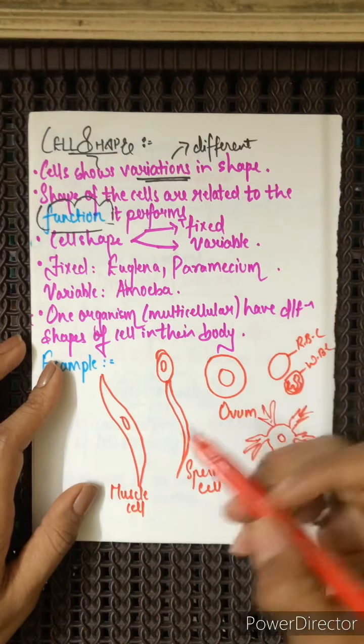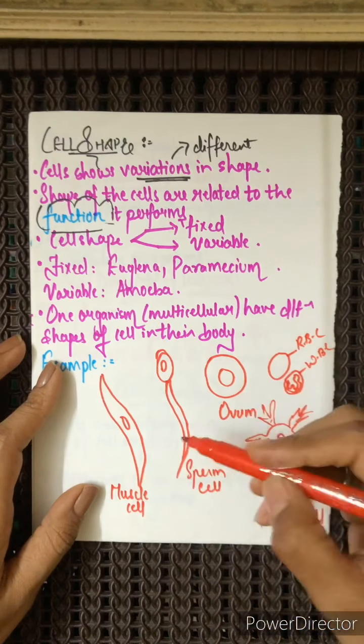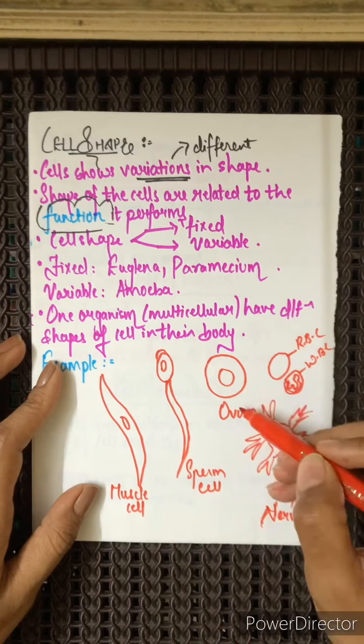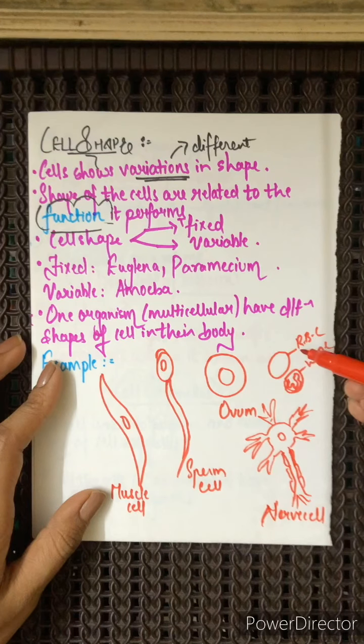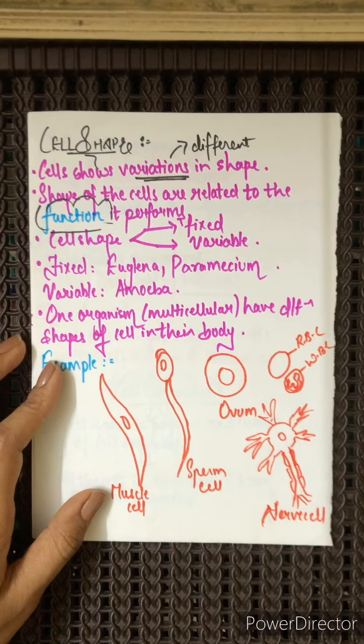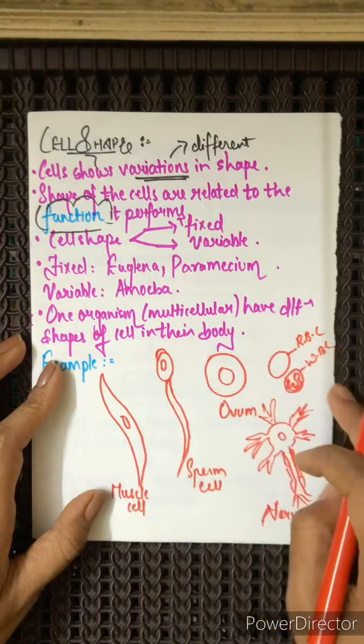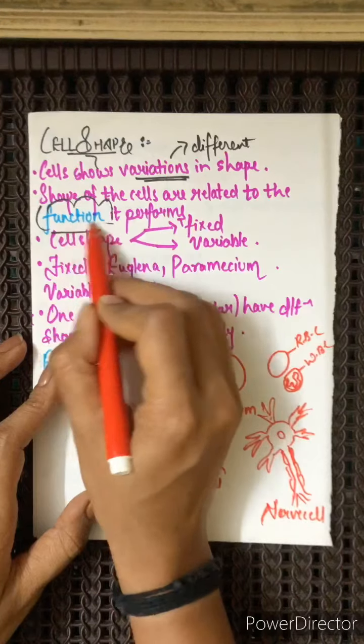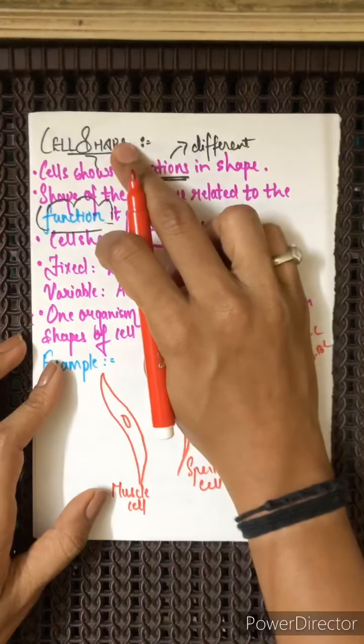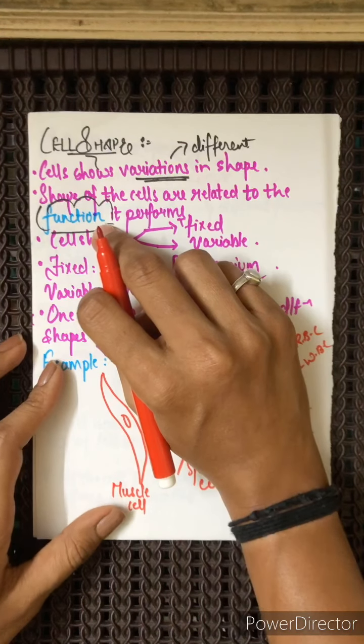So here you can see that all these cells are present inside the human beings. Yes, so the muscle cells look different, the sperm cells look different, the ovums look different, RBC looks different, WBC looks different, the nerve cell is different. So why do they have different shapes? Because they have to perform different functions. So the shape is directly related to the function they have to perform.